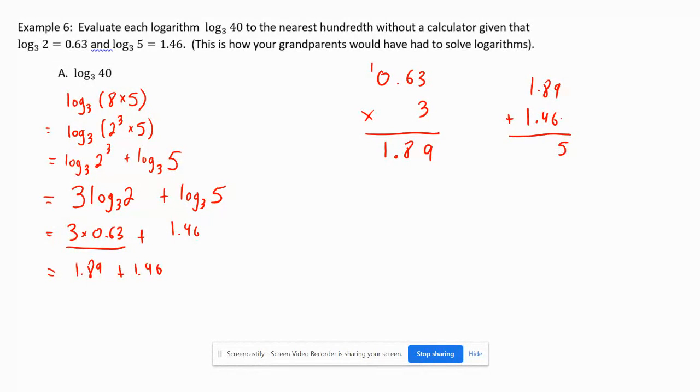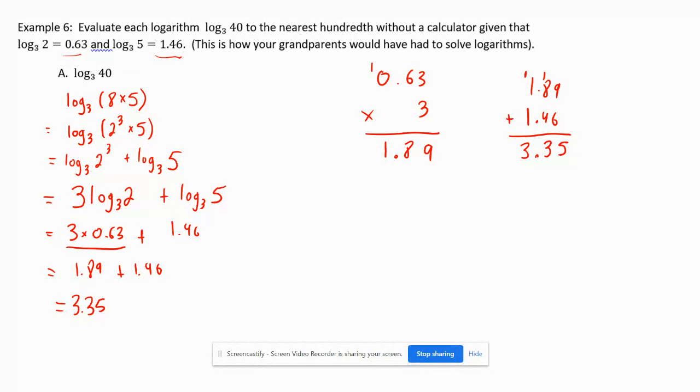That would have been 9 plus 6 is 15. 8 plus 1 is 9 plus 4 is 13. Carry the 1. 1 plus 1 plus 1 is 3. So 3.35. This is definitely going to be a rounded value, because this was a rounded value and this was a rounded value. Therefore, this might not be perfect.